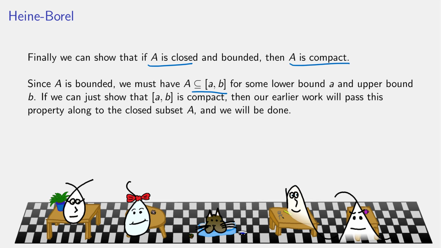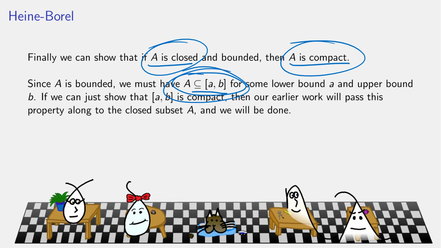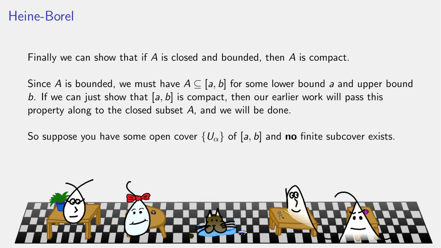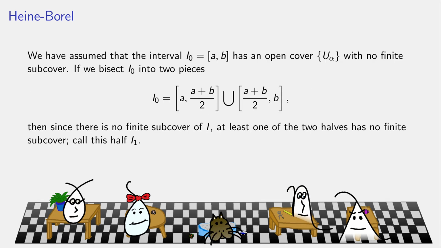So any bounded set belongs to one of these intervals here. If intervals that look like that must be compact, then any closed set which is bounded must also be compact, based on the previous slide. So now what we have to do is show the interval from a to b, including both endpoints, is compact. Let's suppose to the contrary it isn't. There is an open cover that does not have a finite subcover. So we assumed that the interval from a to b has an open cover with no finite subcover.